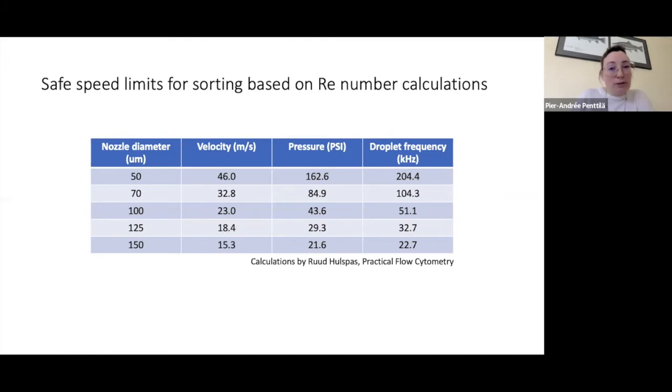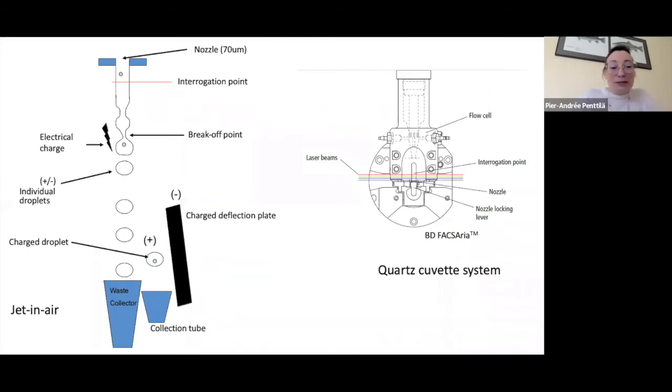So this all leads to, I guess, probably a very important question, which is how exactly do we perform electrostatic cell sorting? This slide represents two different types of cell sorters that are commonly used in the field. We have on the right-hand side a jet in air system, and on the left-hand side a quartz cuvette system. First, I will more or less explain how electrostatic droplet sorting takes place, and then I will briefly discuss the differences between these two systems.